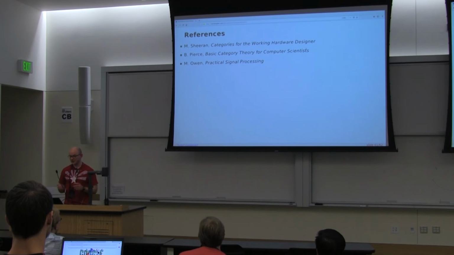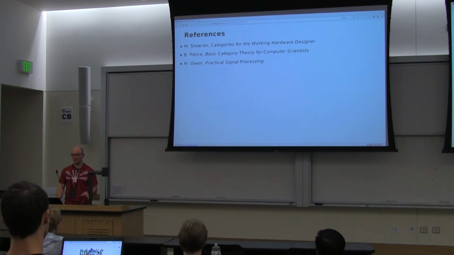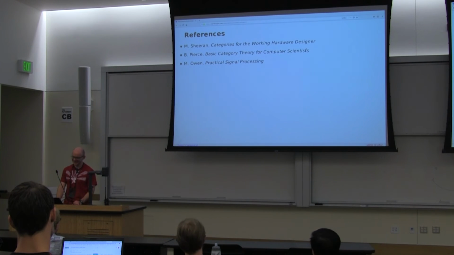And then if you're interested in category theory in general, if you want to be a beginner like I am, this book by Pierce is really approachable. I had some trouble with books that are more meant for mathematicians because I am not a mathematician. This one really covers it well. Everything that we've covered in this talk is on like page 1, but it's pretty good. And then if you're interested in signal processing, I recommend Owen's book.